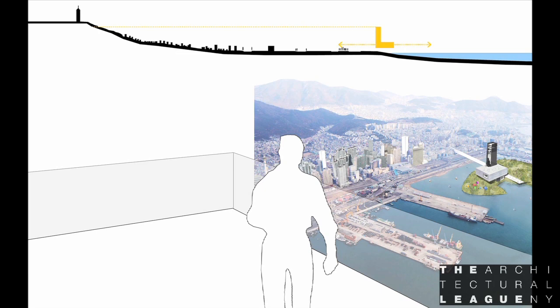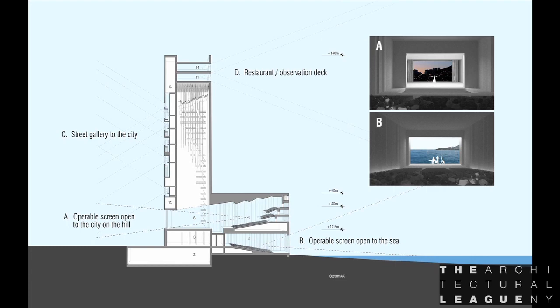So there are two theaters in this opera house. This section shows how they combine the water and the city as a background during performances. Both main stages are provided with operable folding back wall partitions to invite the cityscape and horizon of the sea as operatic backdrops.